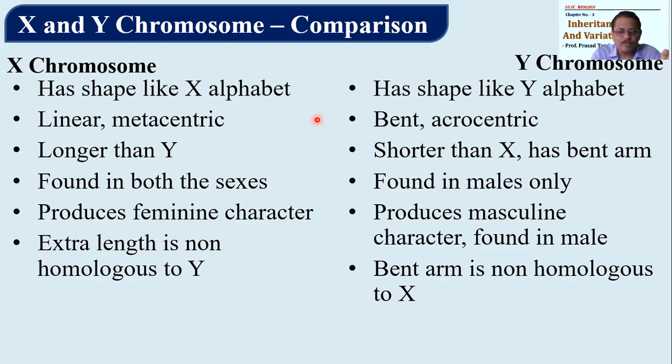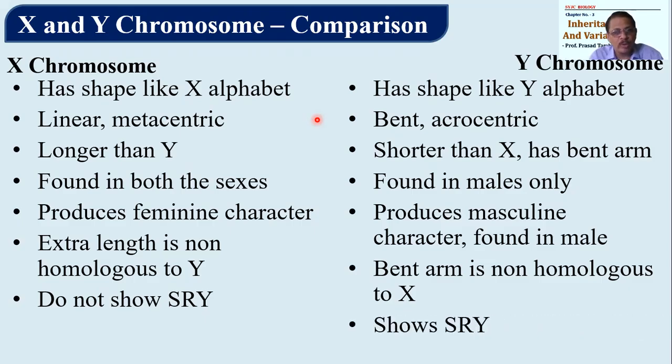मतलब X chromosome का extra length और Y chromosome का bent arm non-homologous part है. बाकी के जो part है उसमें से ये homologous nature दिखाते हैं. X chromosome does not show SRY, sex determining region; it is present on Y chromosome only and so Y shows SRY. Okay, so this is how we can make a comparison between the two chromosomes, X chromosome and Y chromosome.